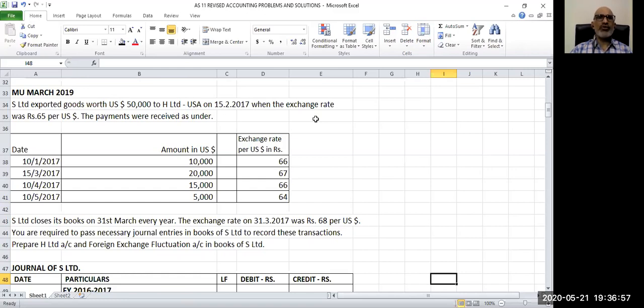If you carefully see the data, one of the amount received is prior to the date of sale. That means we have received advance on 10th of Jan 2017, and subsequently on 15th of Feb 2017, the actual sale has taken place. The books are closed on 31st March.